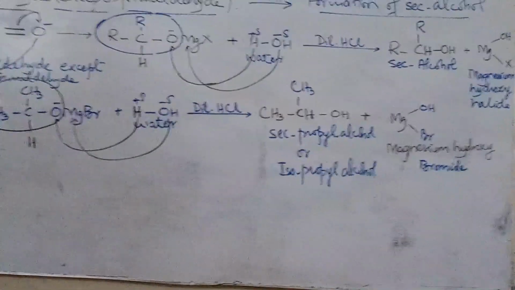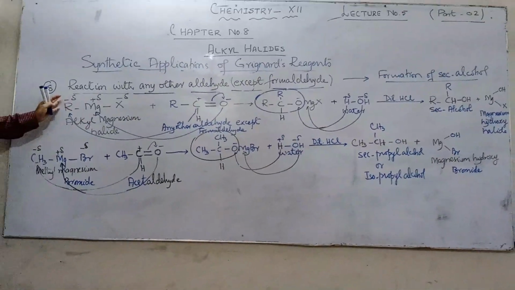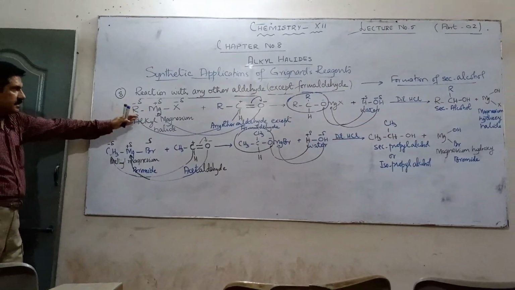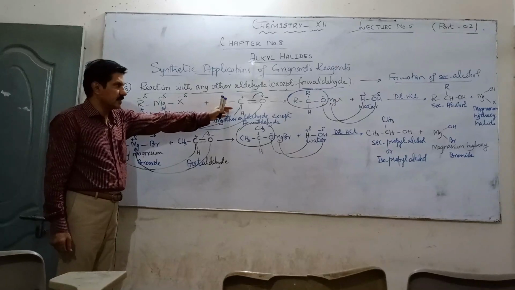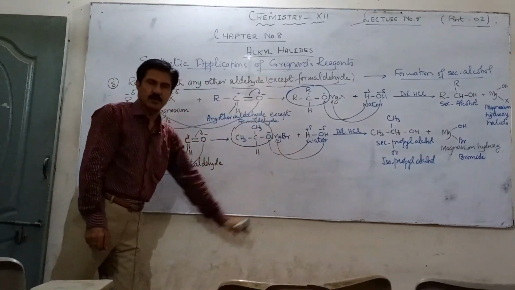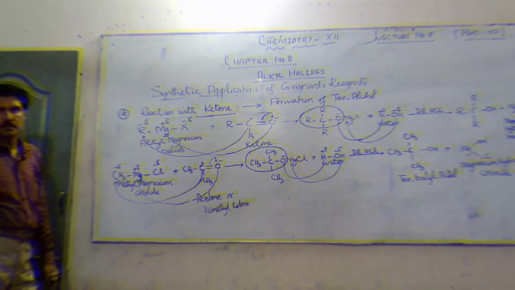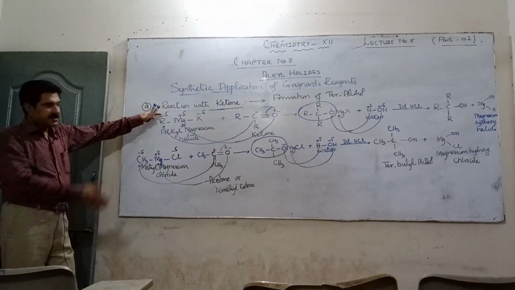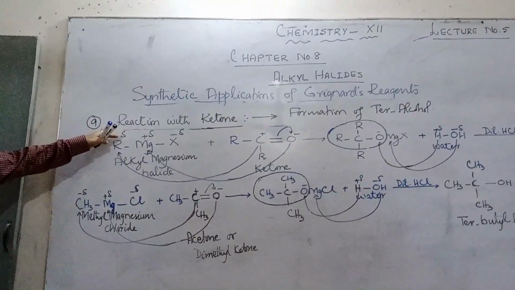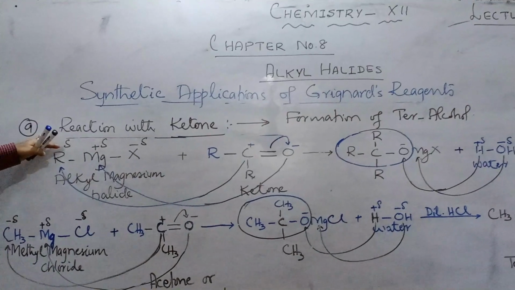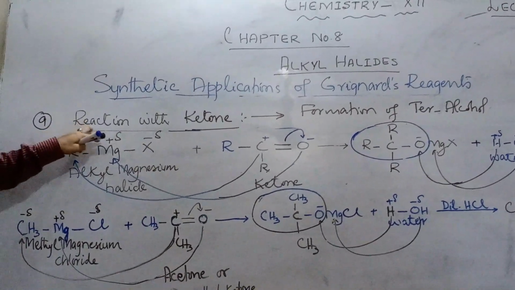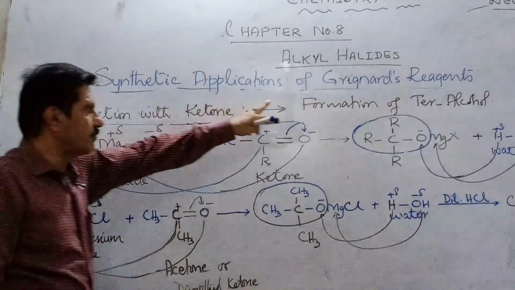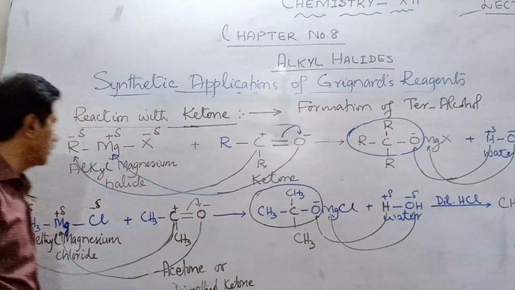This is the 8th synthetic application, in which we reacted alkyl magnesium halide with any other aldehyde and we got secondary alcohol. Moving ahead, this is the 9th synthetic application of Grignard's reagent, which is the reaction with ketone, and the product obtained will be a tertiary alcohol.